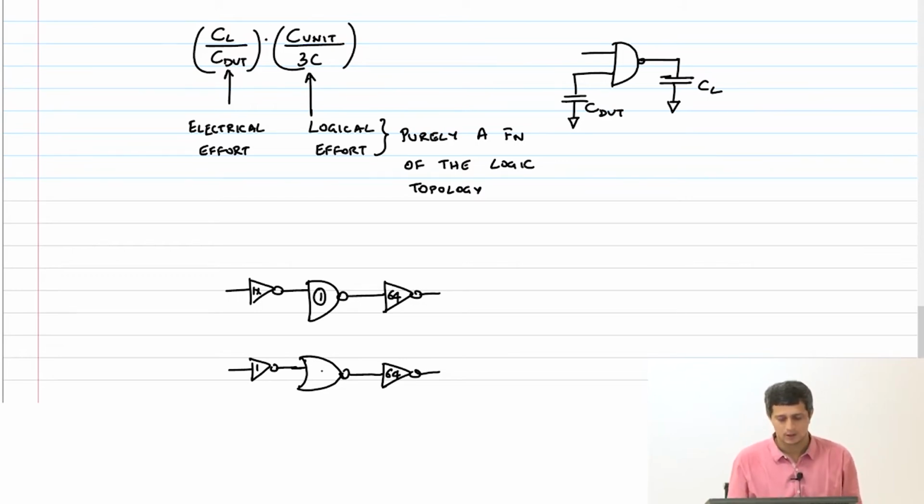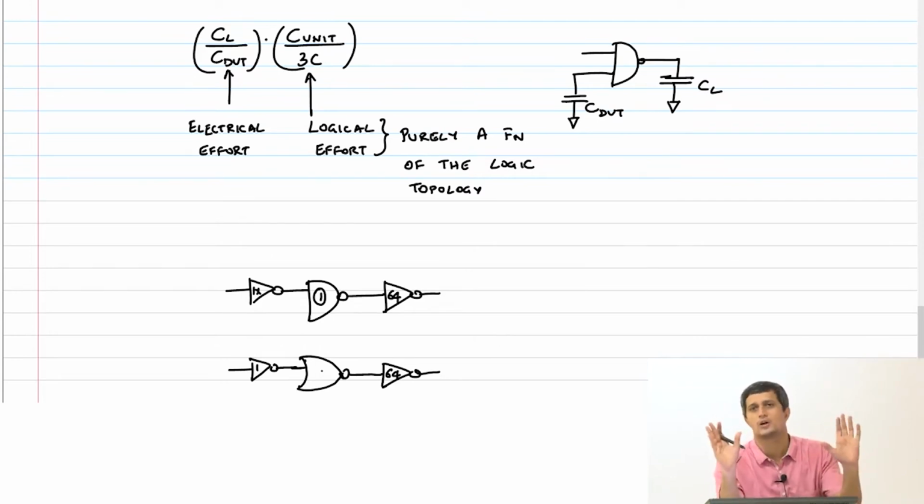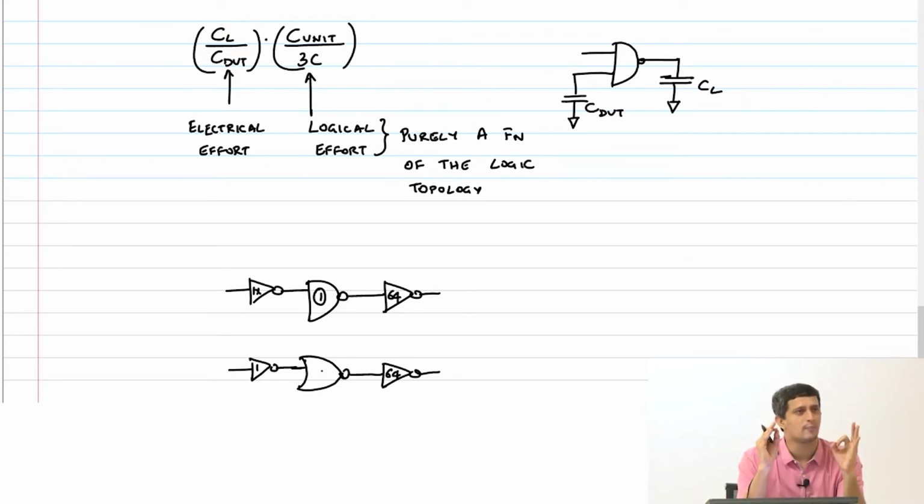Now I want to ask you a question. Is a NOR gate better or a NAND gate better in terms of delay, assuming logic functionality is unaltered in both cases? Purely from a delay perspective, is a NAND better or a NOR better? Which one is better? Why?